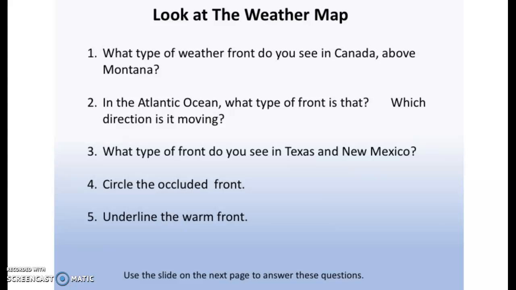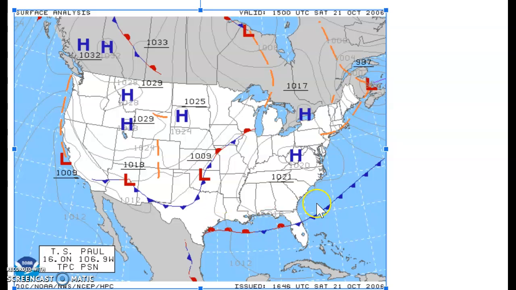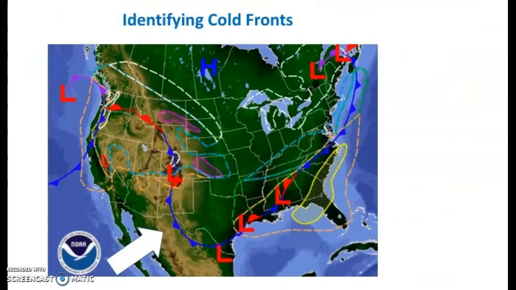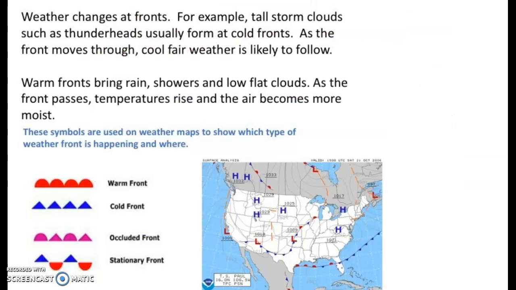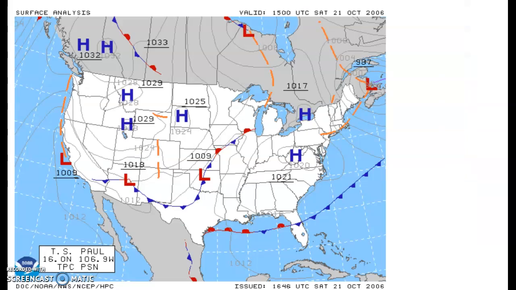In the Atlantic Ocean, what type of front is it and what direction is it moving? So this is the Atlantic Ocean over here, and it's got these blue triangles. So if we go back and look at the types of fronts, that is a cold front that's actually in the Atlantic Ocean. So if we look at our map, there's a cold front right there with the blue triangles in the Atlantic Ocean. So there's probably a change in how the temperature feels if you were in the Atlantic Ocean right there.